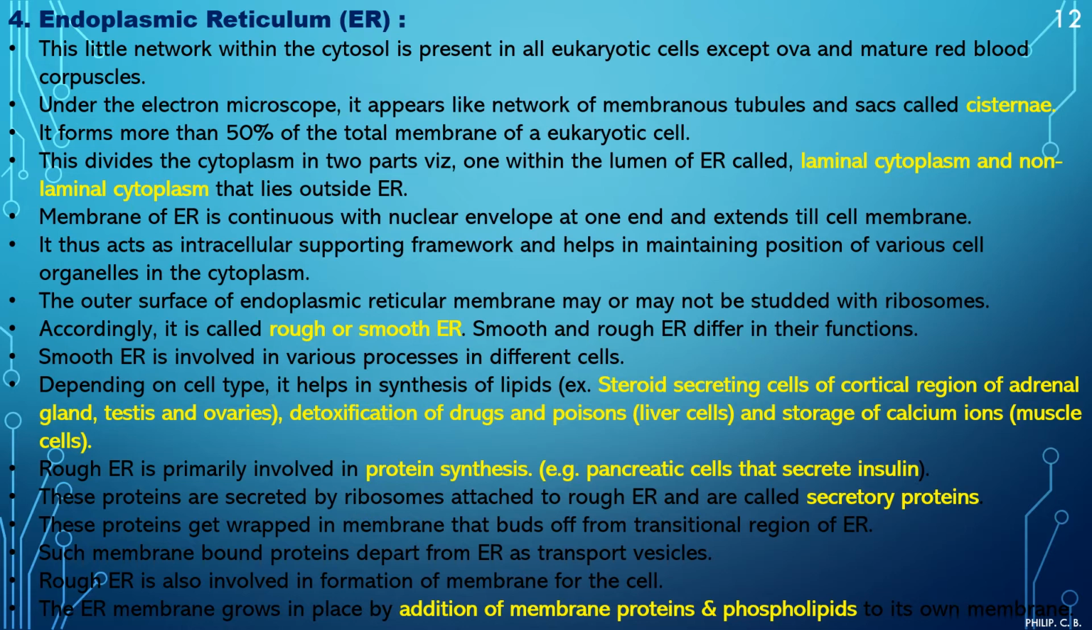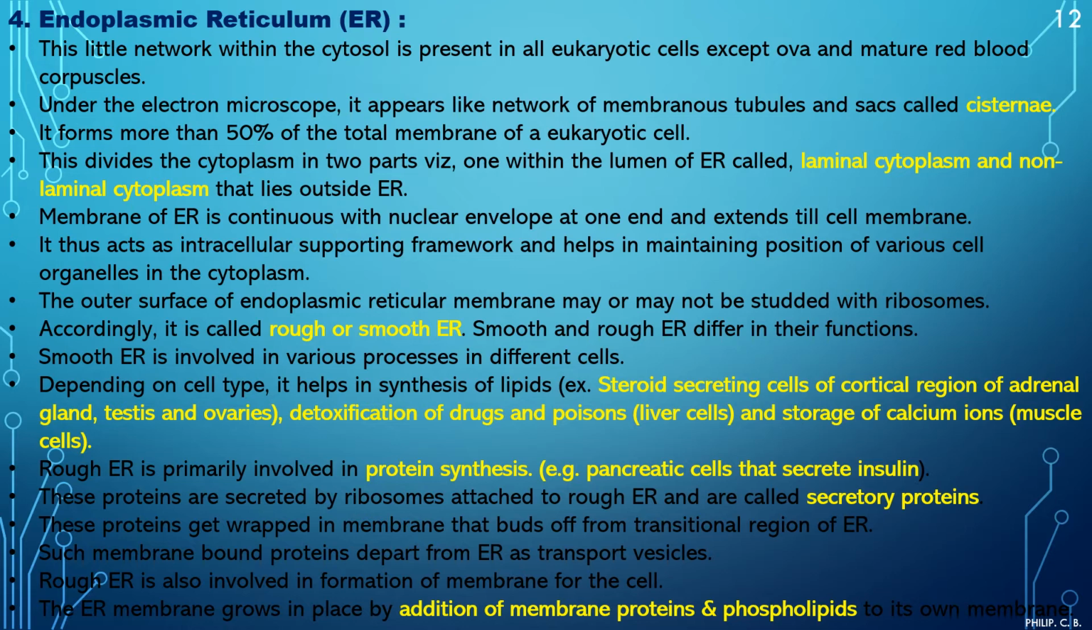Okay, now in the case of rough endoplasmic reticulum, what is the major function? Protein synthesis. Example, the pancreatic cell that secretes insulin. These proteins are synthesized by ribosomes attached to the rough endoplasmic reticulum and are called secretory proteins. These proteins get wrapped in a membrane that buds off from the transition region of the endoplasmic reticulum. Such membrane-bound proteins depart from the ER as transport vesicles.